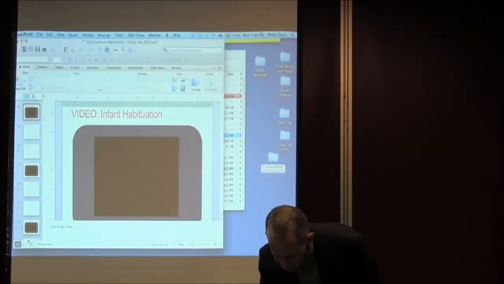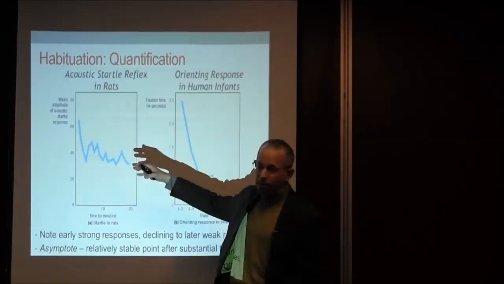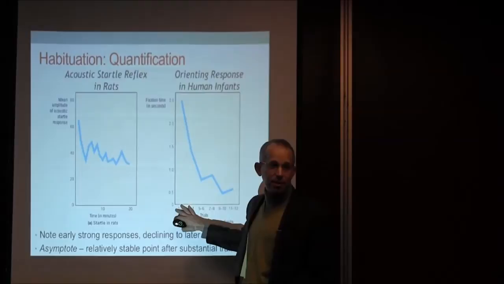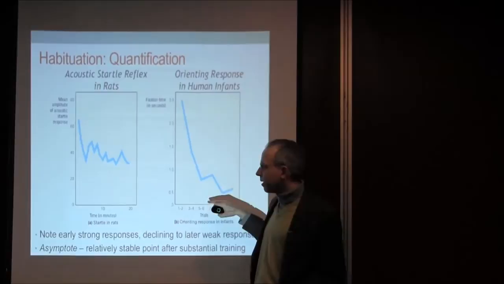So one of the things about habituation is that it can be quantified. There's this acoustic startle reflex, which is the amplitude. So they're measuring the rat's movement. This is fixation time in babies and the orienting. And what you can see is that the response is declining in both cases. And eventually one stabilizes at a minimal or non-existent startle or orientation.